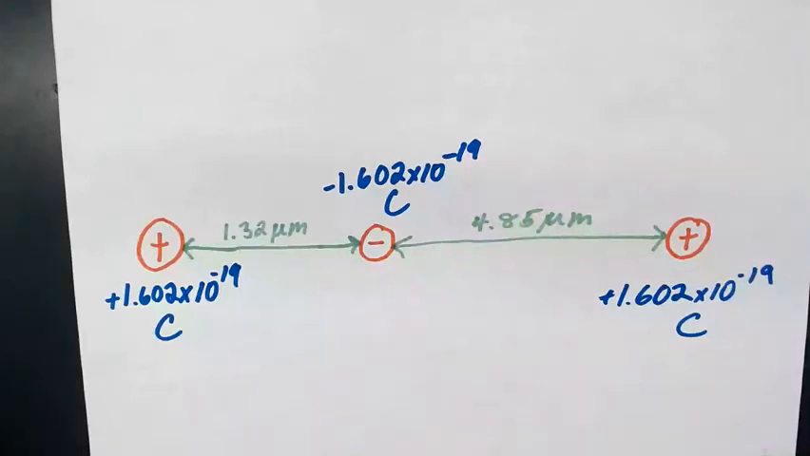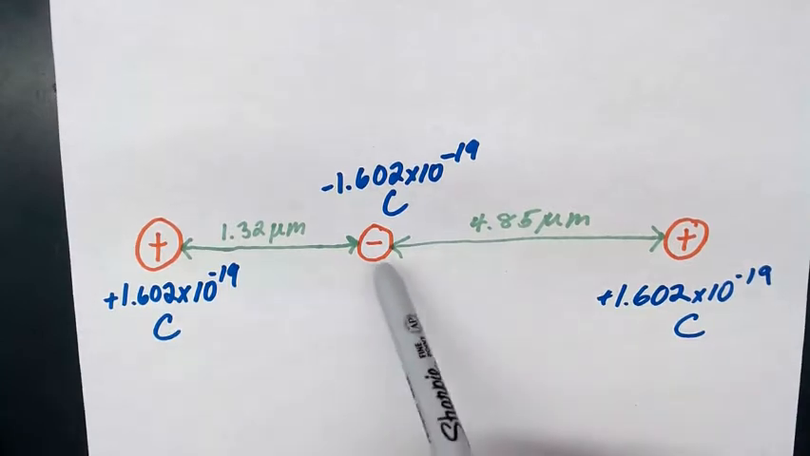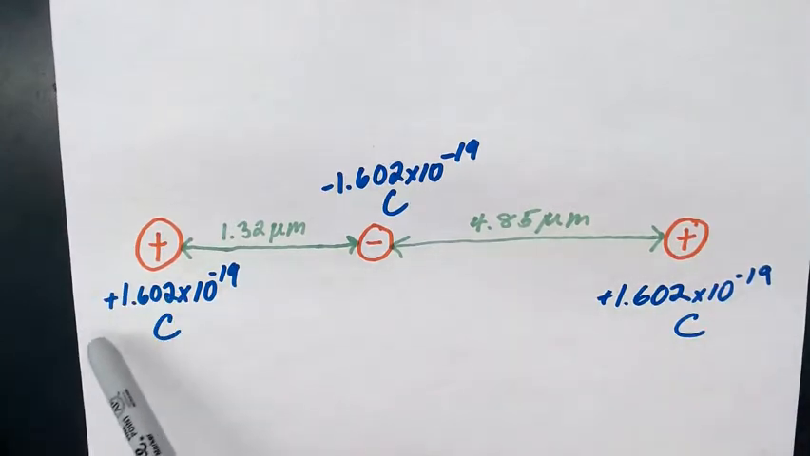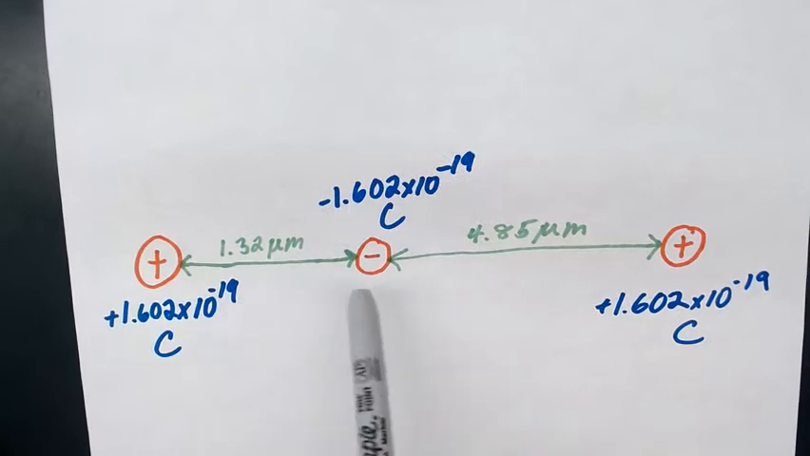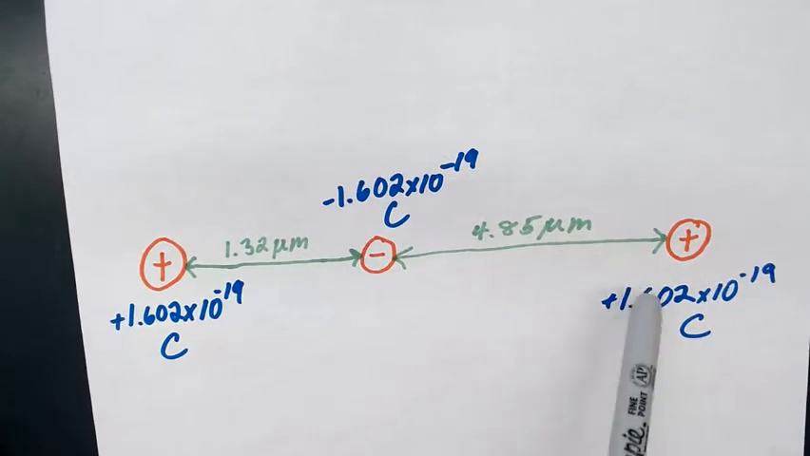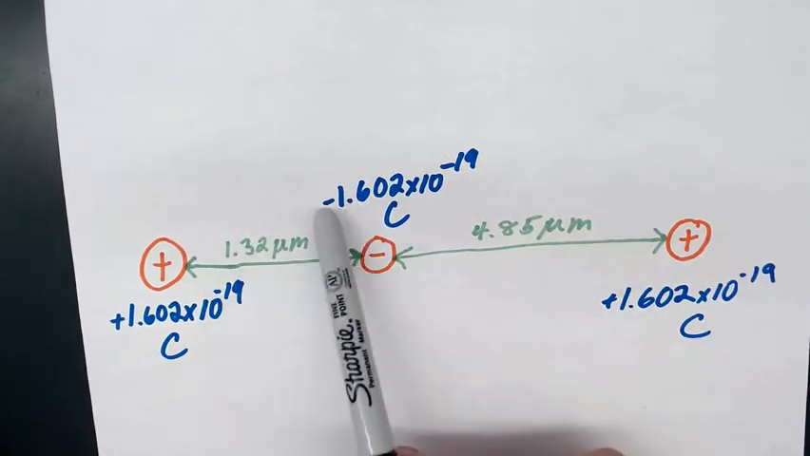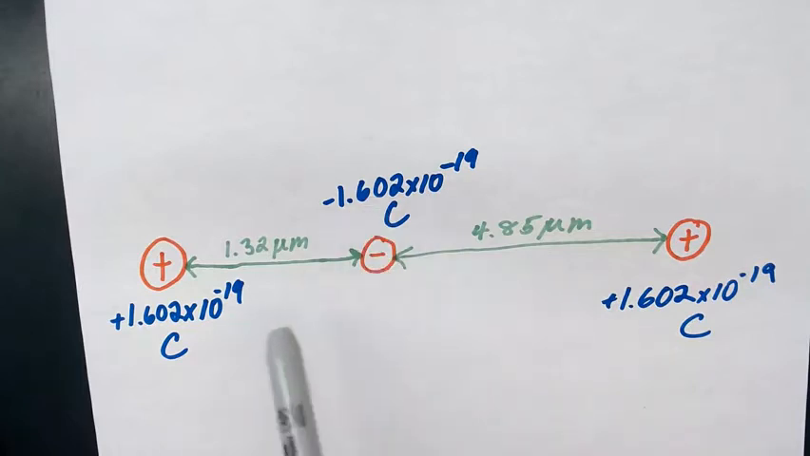Okay, so what I have here are three charges. I have a positive charge, a negative charge, and another positive charge. So we can even think based on the size, coulombs, 1.602 times 10 to the negative 19th coulomb. This is a proton. Here's an electron, there's another proton. And you see the negative sign there in the middle.